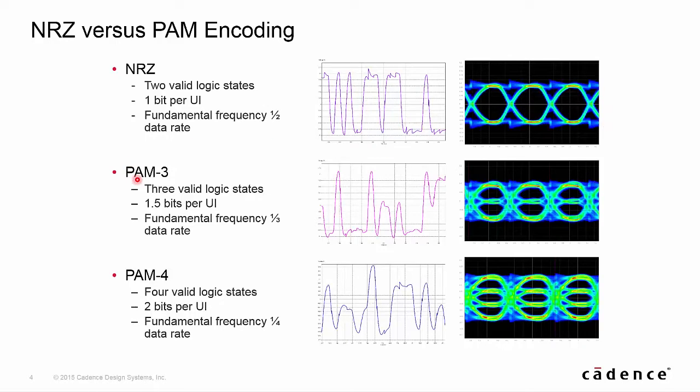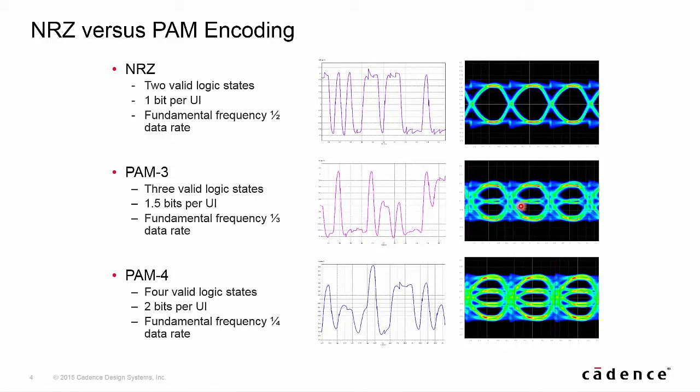In PAM3 encoding, we have three valid logic states. So we have a high voltage, a low voltage, and a mid voltage. We implement 1.5 bits per UI transmitted, and the fundamental frequency is 1/3 the data rate. Now, if we look at the eye diagram over here, instead of one large eye, we have two smaller eyes in the vertical space.